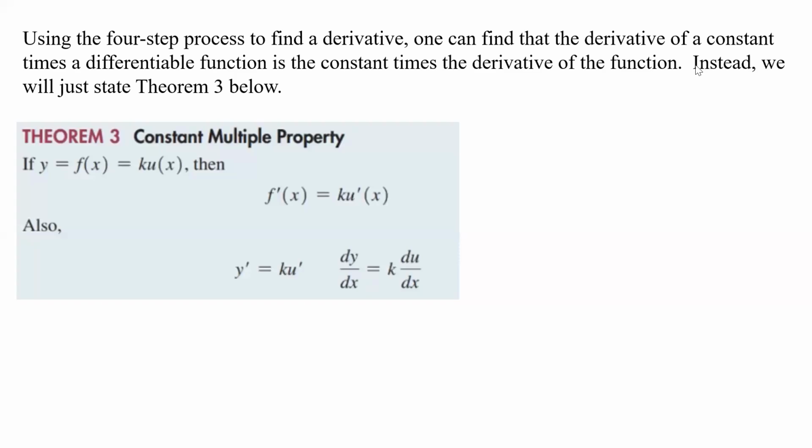All right, so here we're going to use the four-step process to find a derivative. So one can find that the derivative of a constant times the differentiable function is the constant times the derivative of the function. So instead, we're just going to state the theorem below.